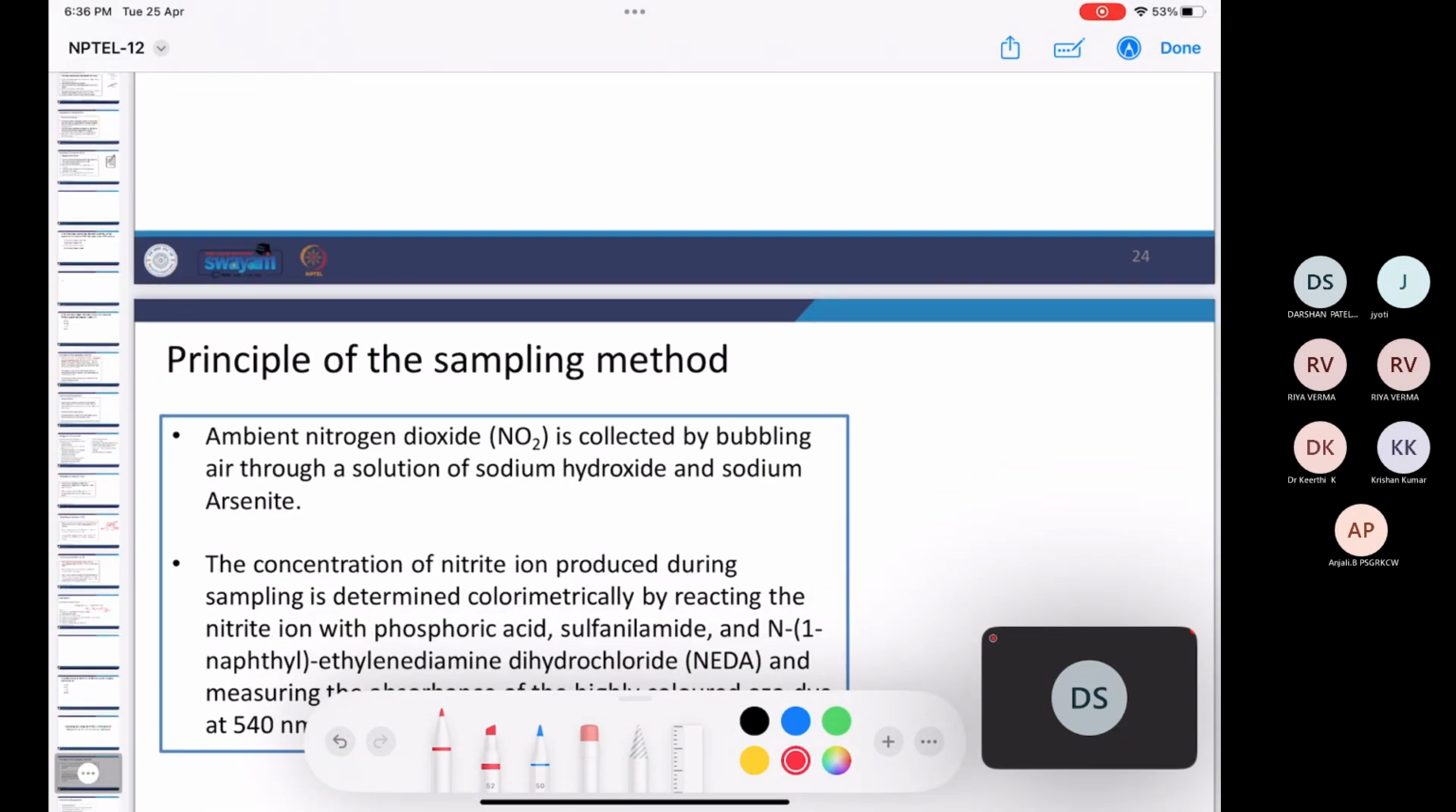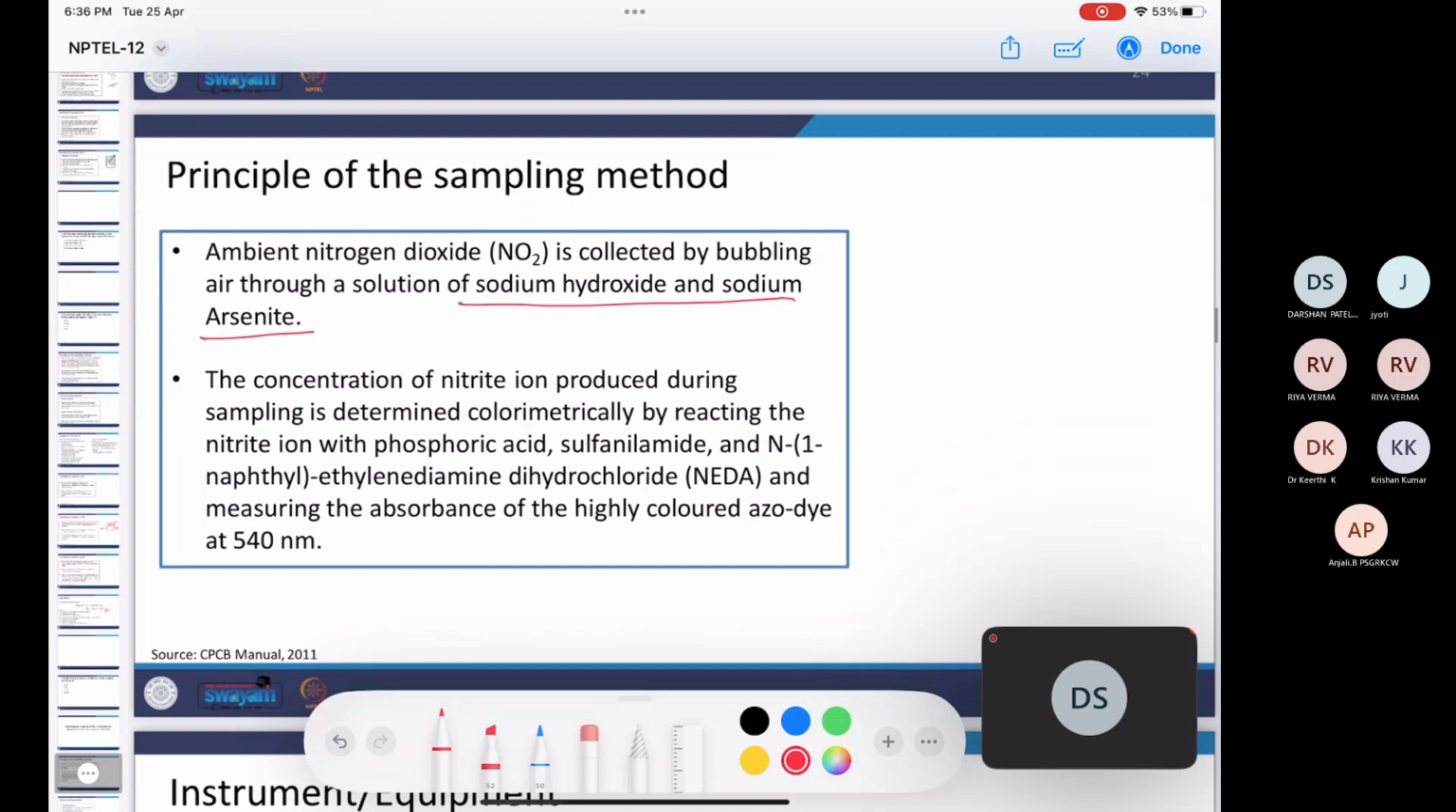So what is the principle of this sampling method? The ambient nitrogen dioxide NO2 is collected by bubbling air through a solution of sodium hydroxide and sodium arsenite. We take this solution and bubble the air through it to collect the ambient nitrogen dioxide. The concentration of nitrite ion produced during sampling is determined colorimetrically by reacting the nitrite ion with phosphoric acid, sulfanilamide, and N-(1-naphthyl) ethylenediamine dihydrochloride (NEDA), and measuring the absorbance of the highly colored azo dye at 540 nanometers.